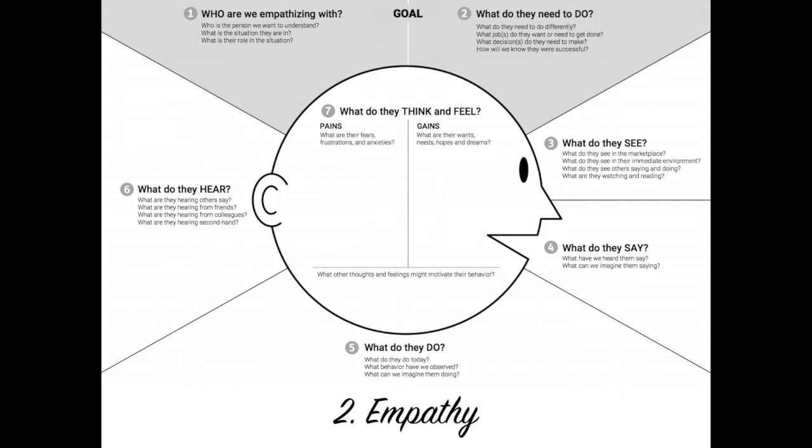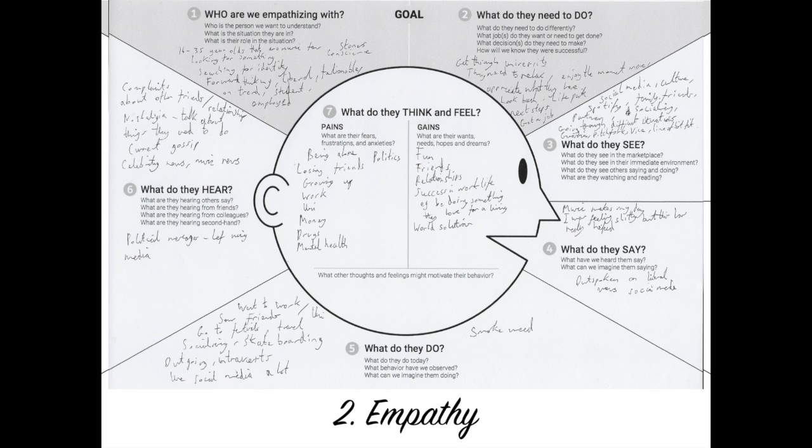Then in the middle, step 7, we look at what they think and feel. And here we think about their pains. And these are fears, frustrations, anxieties, and then gains. What are their wants, needs, hopes, and dreams? And here you can see a completed empathy map. Please feel free to pause this video at any time so you can study the completed tools a little bit better.